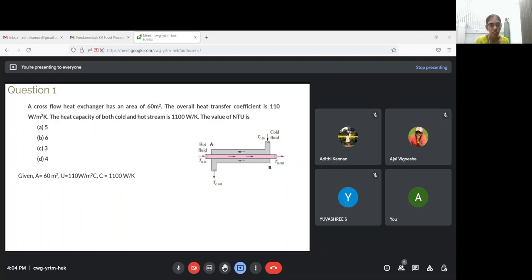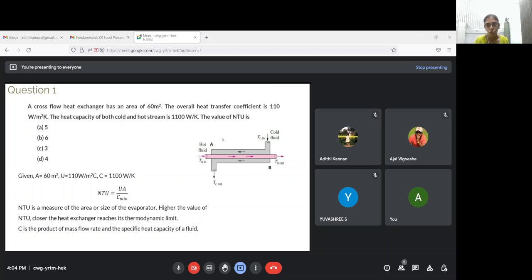So a specific heat capacity means that it is the amount of energy required to raise a fluid or a substance temperature by 1 degree Celsius. But when you mean heat capacity, instead of specific, you mean just heat capacity, it is nothing but the mass flow rate into specific heat capacity, which is why you have the unit of watt per Kelvin.